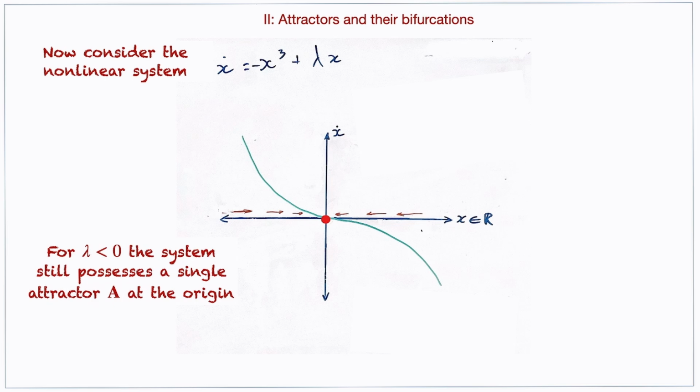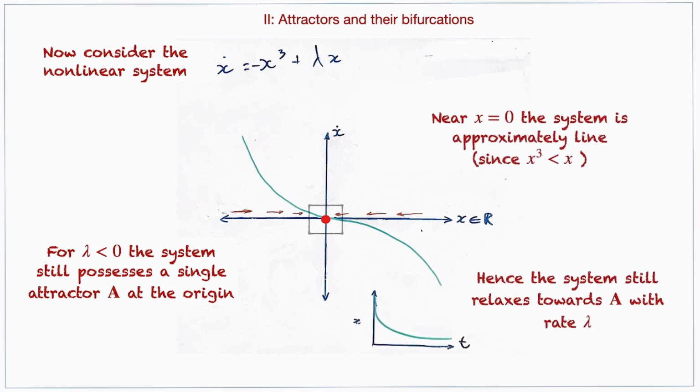Now we're going to make the dynamics a little bit more complex. We're adding a cubic term here. It looks very similar to begin with. Lambda is less than 0, and in fact, as you can imagine, near the origin, x cubed is much smaller than x, and we've got the same flow. And this is a very general result in dynamical systems theory, the Hartman-Grobman theorem, I think it is, that near attractors the dynamics become linear.